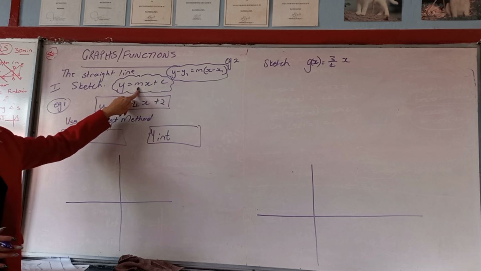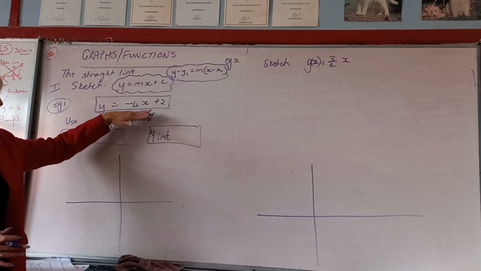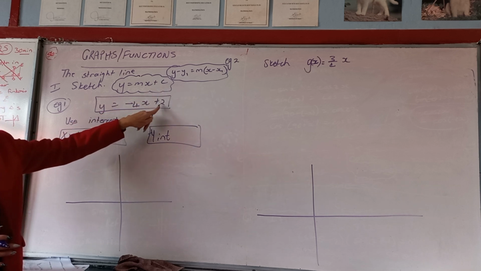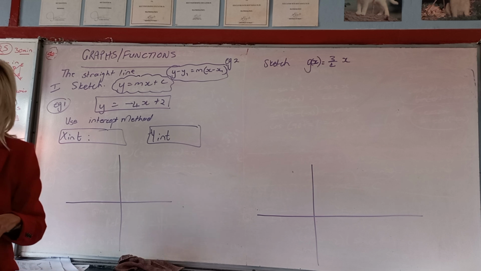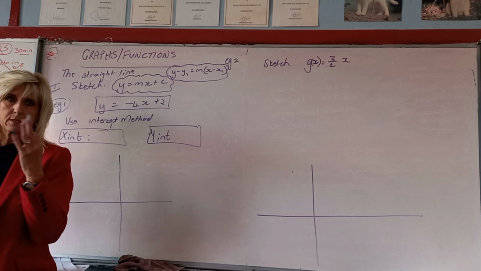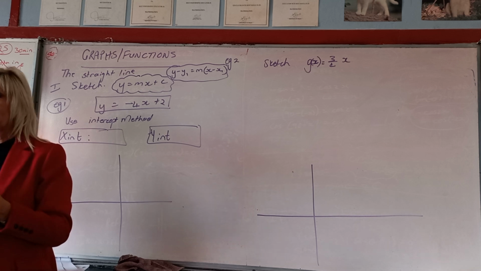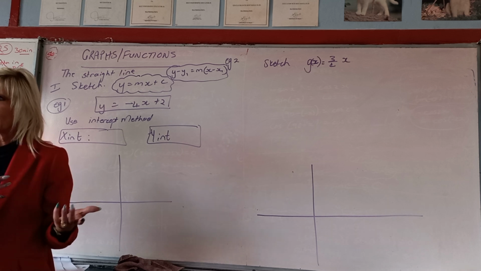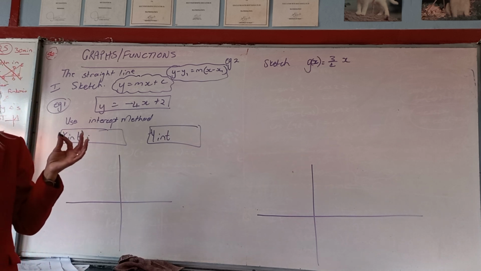Where m is your gradient and c is your y-intercept. Excellent. So if I ask you to sketch this, you actually already know that the y-intercept is 2. So if you have to sketch it, put it there. Now methods, you were taught like three methods in grade 9. But the easiest method of sketching a straight line is to find the x- and the y-intercepts, because then you're done.